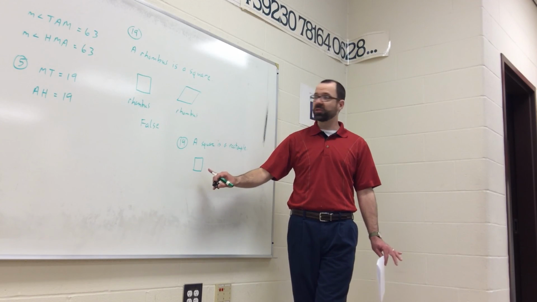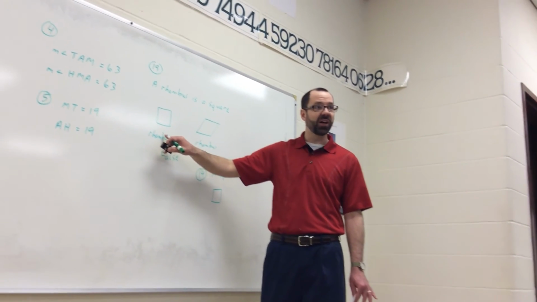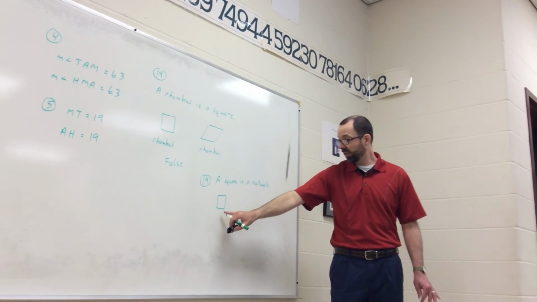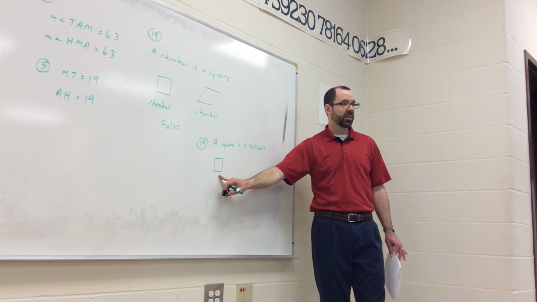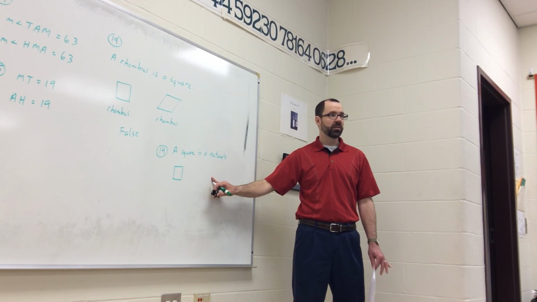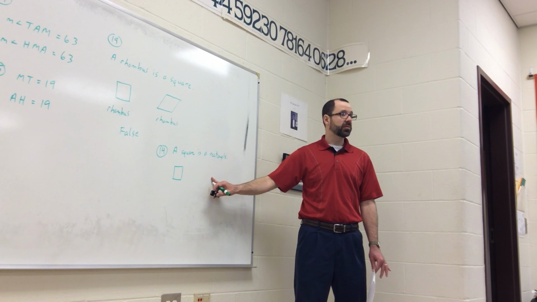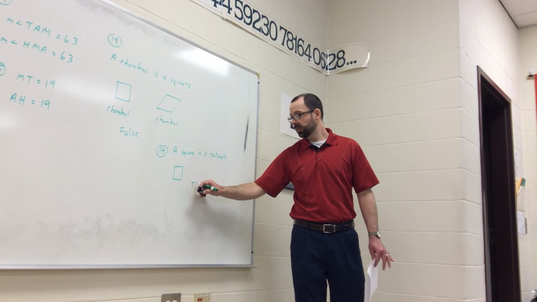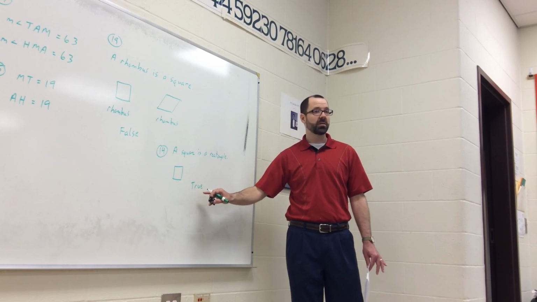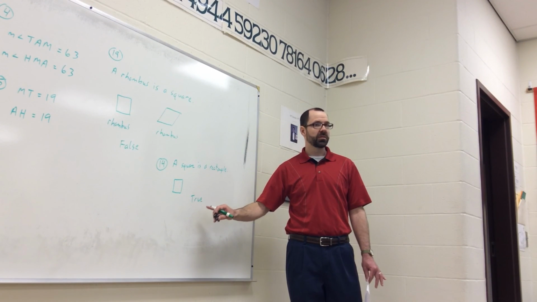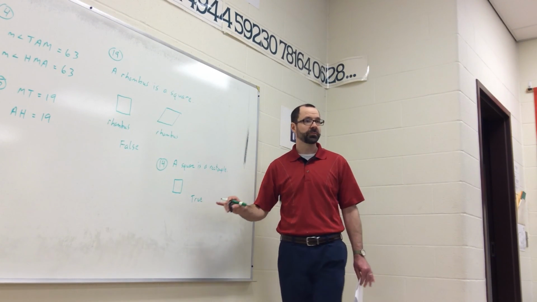But we do have to be careful because over here we had a rhombus that was a square, and we had then a different picture. So here's a square that is a rectangle. Is it possible to draw a different picture of a square that's not a rectangle? No, it's not. Okay, so that means that this is a true statement. A square is always a rectangle. So that's true.